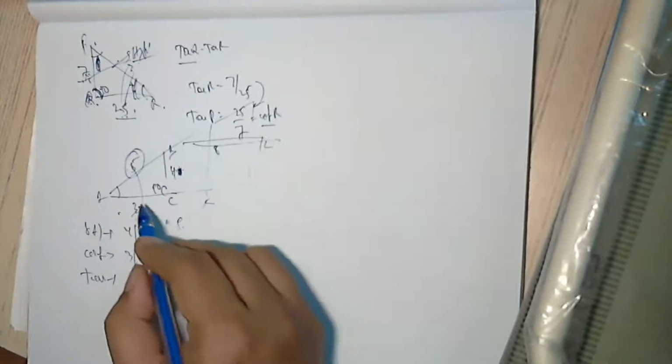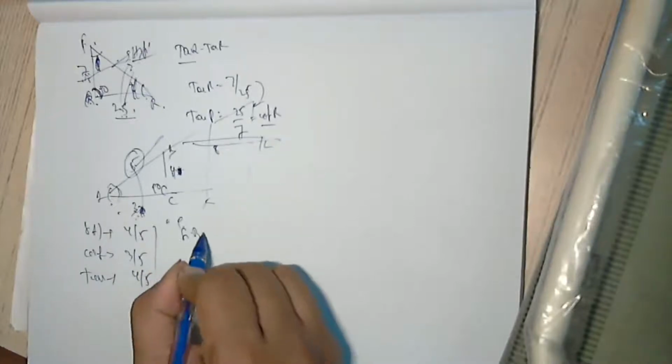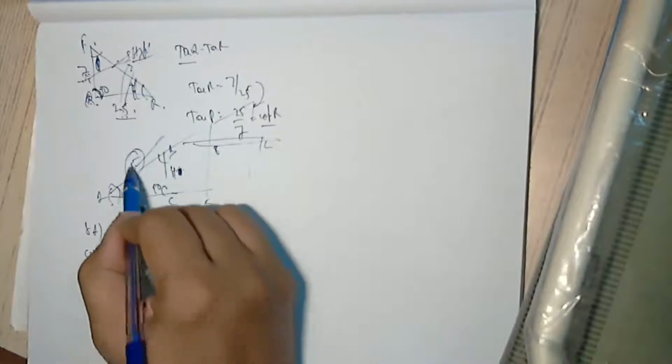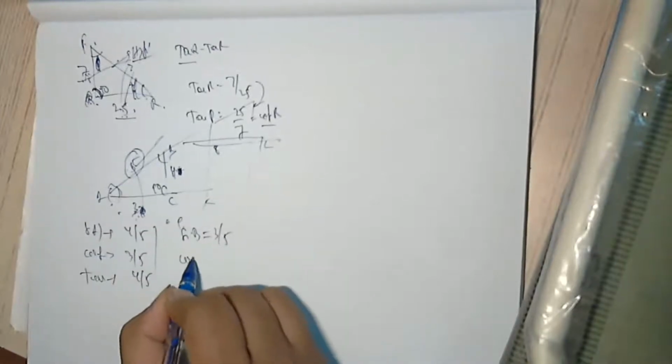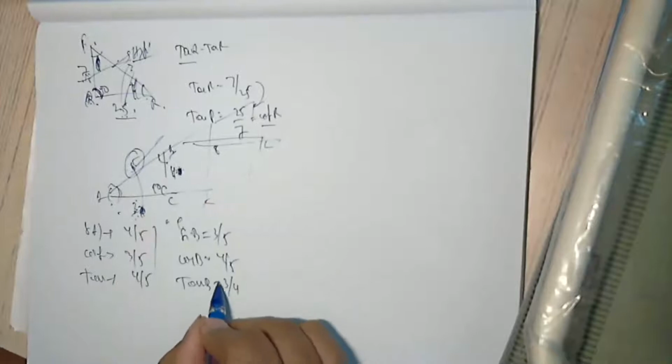So once I found out my hypotenuse from A square plus B square is equal to C square, I can put any sin A. What is sin B? Somebody is asking sin B. Sin B is what? Opposite is 3, so 3 by 5. What is cos B? It is 4 by 5. What is tan B? Opposite side by adjacent side, 3 by 4.